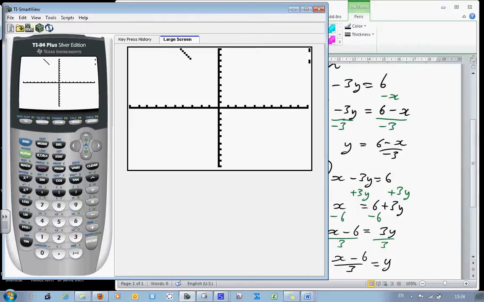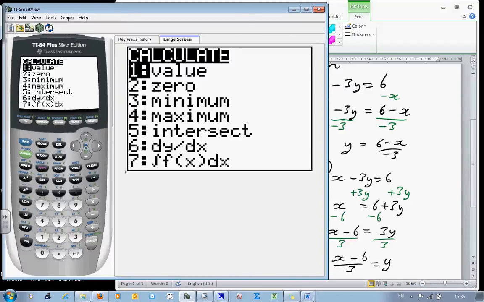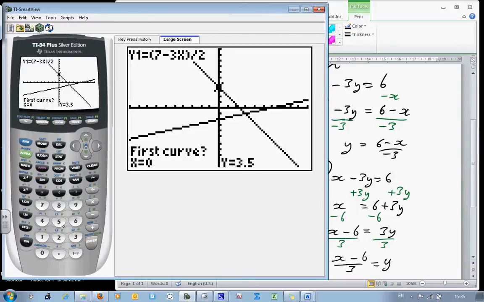And what we're now going to do is try and find the point of intersection. We do this by choosing second trace, which is the calculate section. And then we need to do the obvious one, which will be intersect, which is 5. It says first curve. It doesn't know it's a straight line. The calculator will always say curve even though it's a straight line. Please don't worry about that.